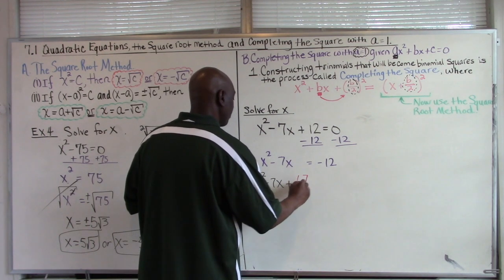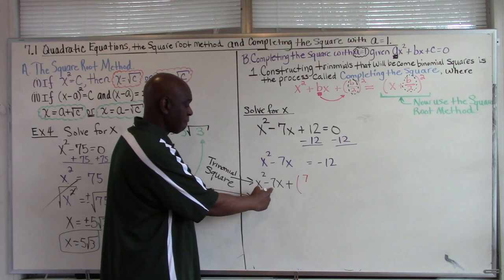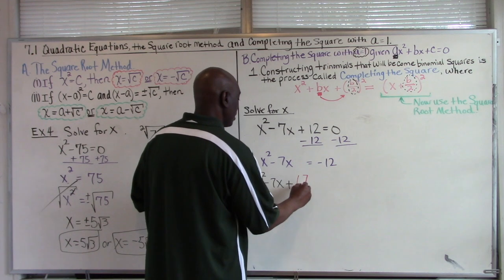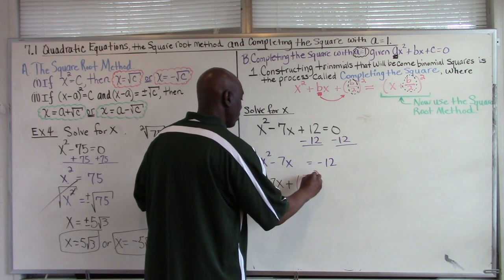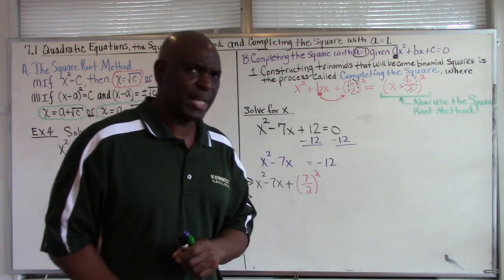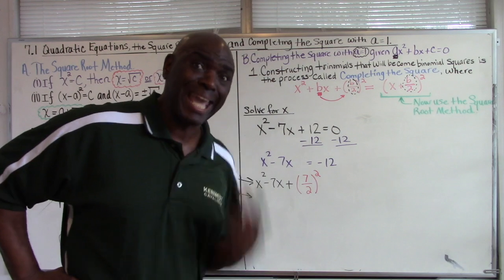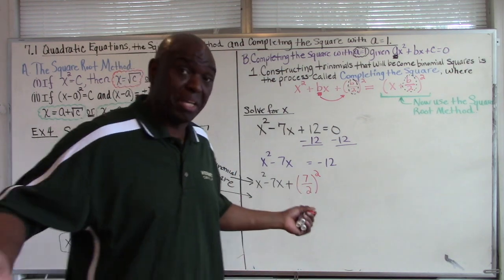Take 7, because that's the linear term, that's the coefficient of the linear term. All right, 7 divided by 2, and do what to it? Square it. Now listen, some of you all are saying, no, Mr. Wright, that's not right. It should be negative 7. Okay, make it negative 7.